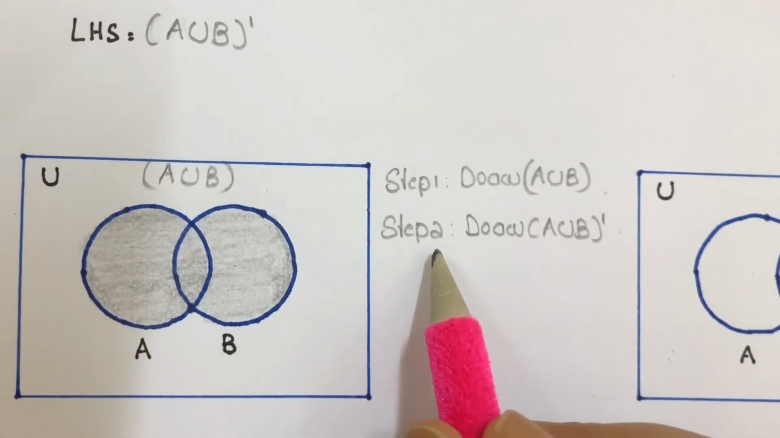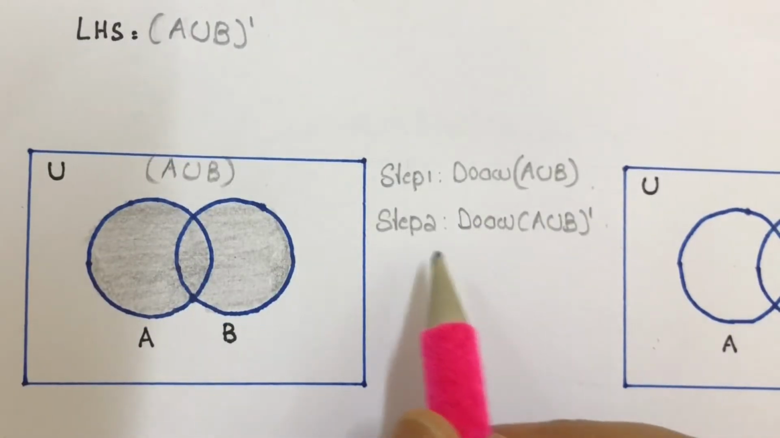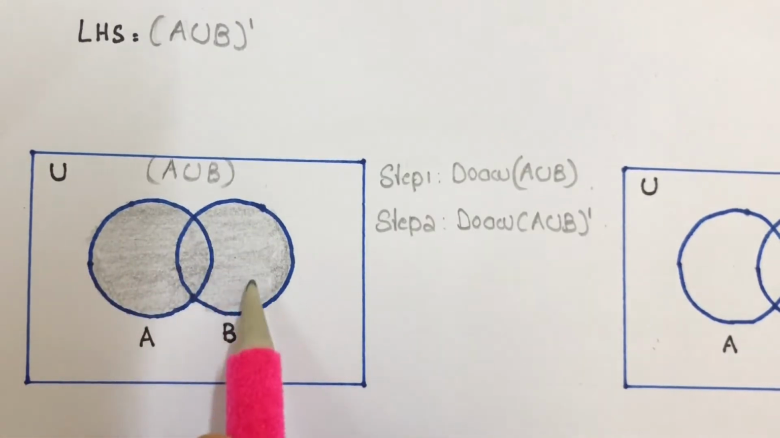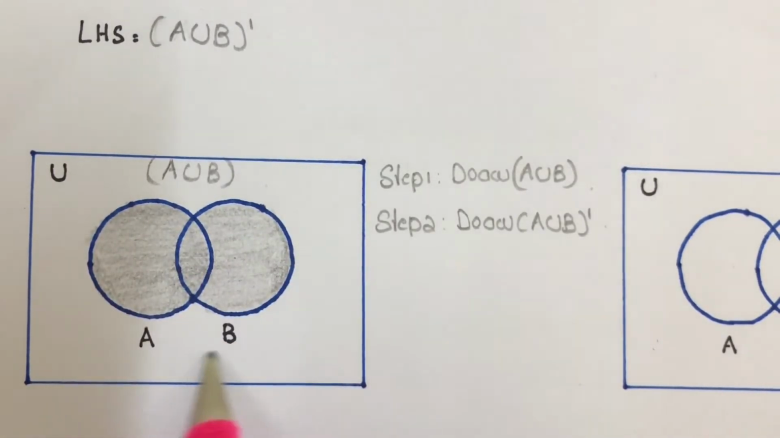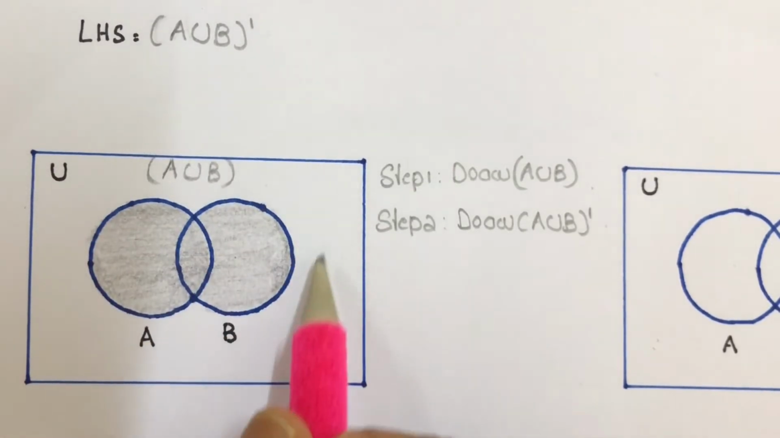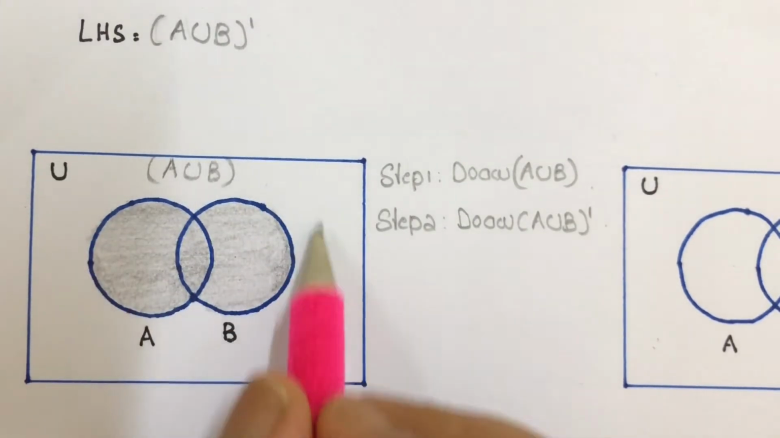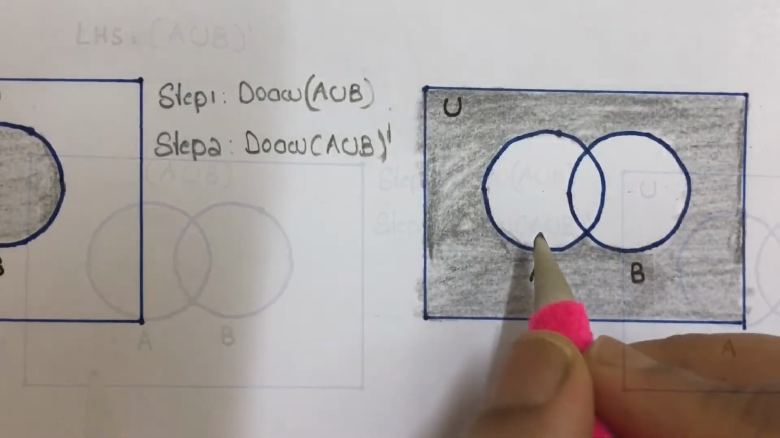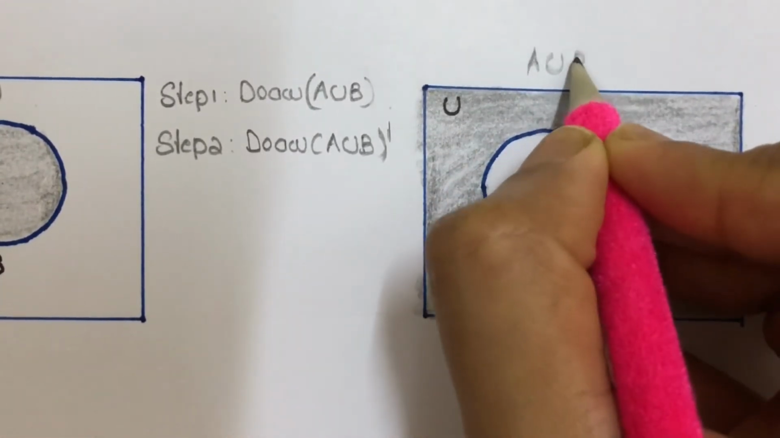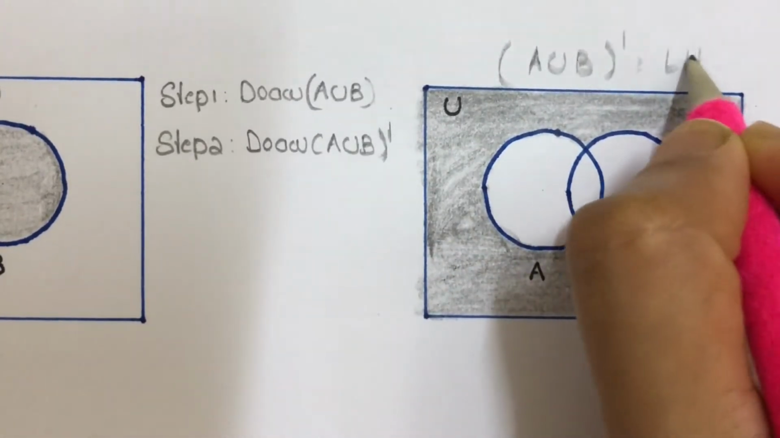Now step 2, draw A union B whole complement. By definition we know that A union B whole complement includes the remaining set of elements in the universal set other than A union B, or the remaining area of the universal set other than A union B, meaning this area, right? Now this area is A union B whole complement, that is our LHS.